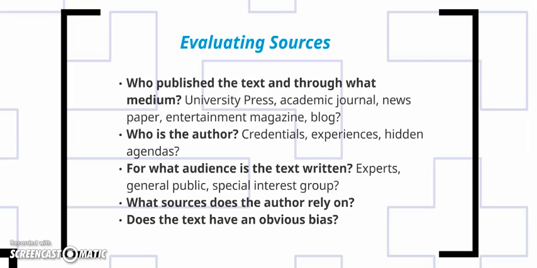Who published the text and through what medium? Was it a university press, an academic journal, a newspaper, an entertainment magazine, or a blog? In an academic context, unsurprisingly, a university press or academic journal has the greatest ethos, the most credibility. A newspaper or a magazine like the New Yorker or Atlantic or Harper's is, in this class, an acceptable source, a kind of respected journalistic magazine.